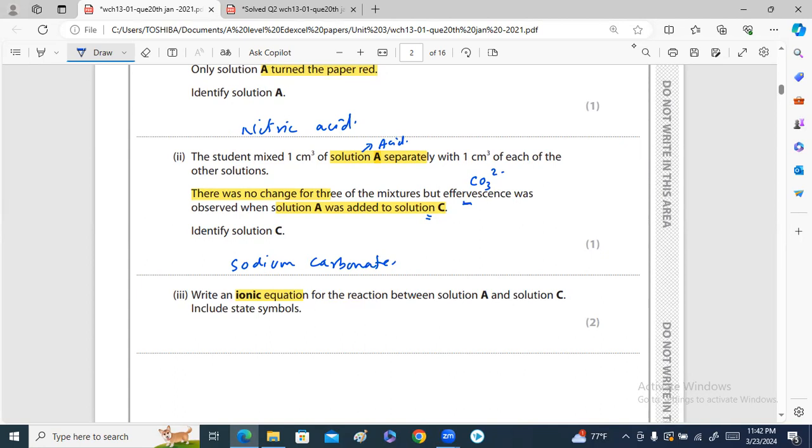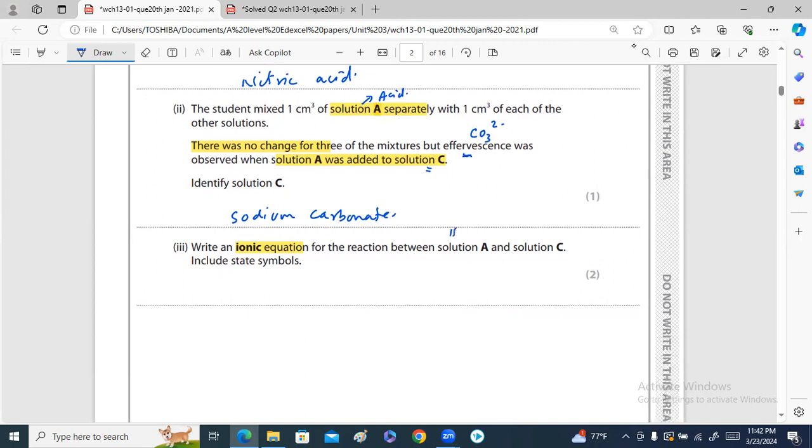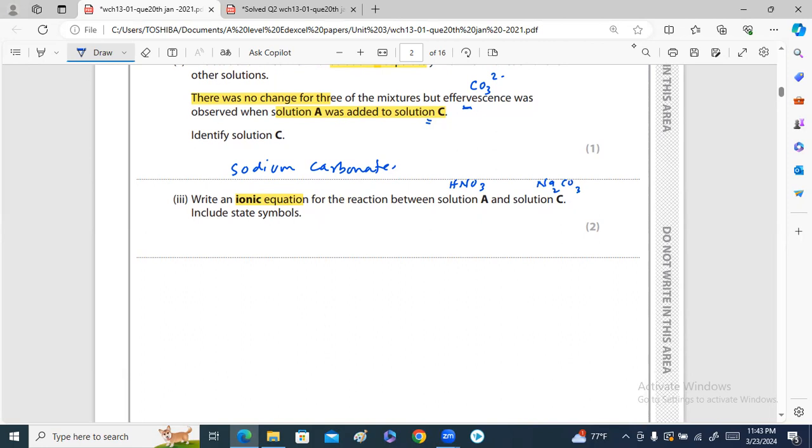Write an ionic equation for the reaction between solution A and solution C. Solution A is nitric acid. Solution C is sodium carbonate. Metal carbonates react with acid to form carbon dioxide, salt, and water. So let me write down the complete equation. Sodium carbonate reacts with nitric acid to give sodium nitrate, water, and carbon dioxide. So this is the balanced chemical equation.